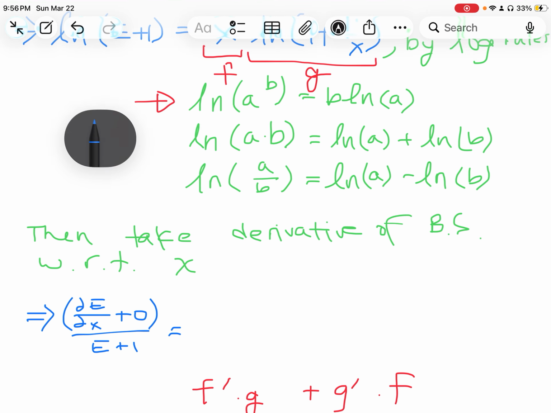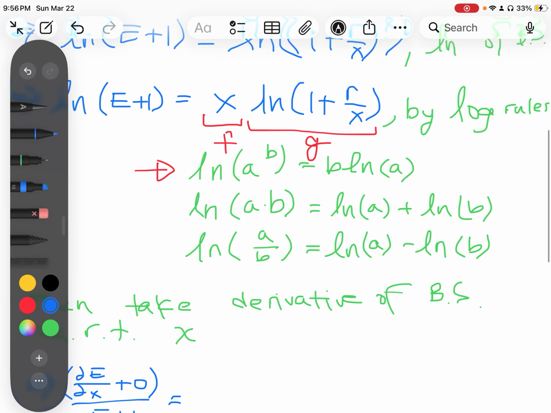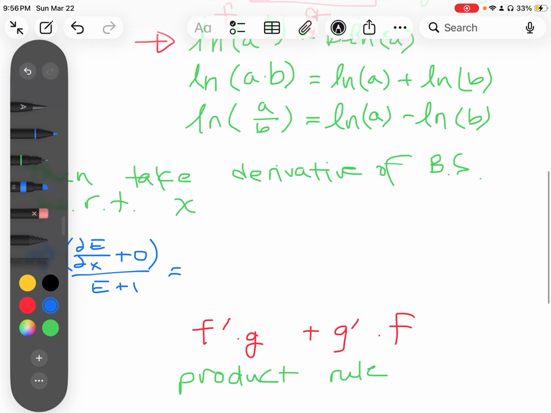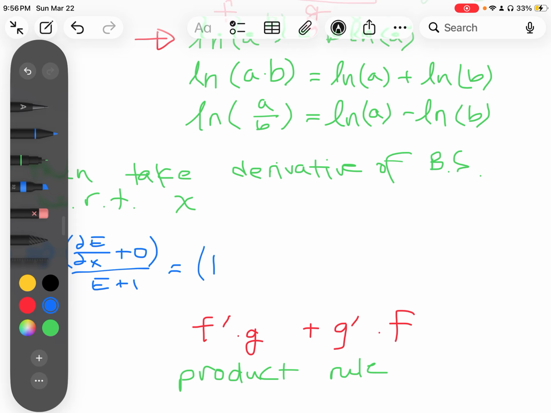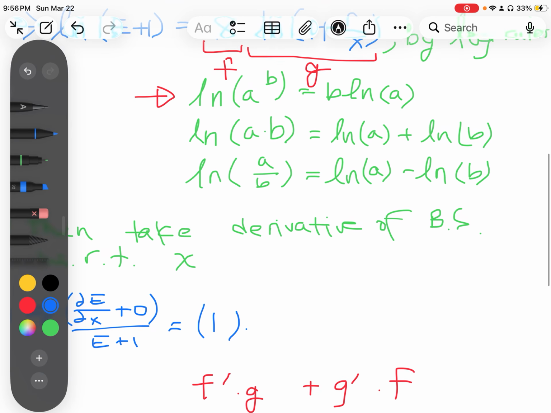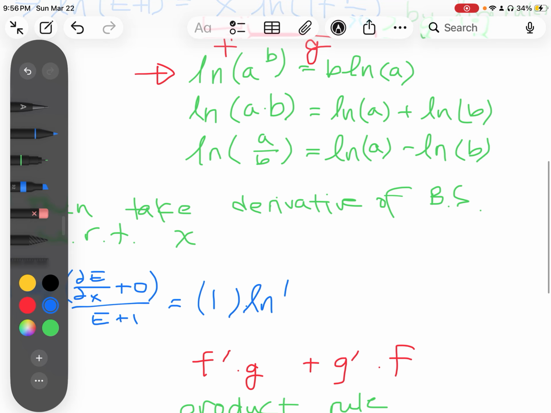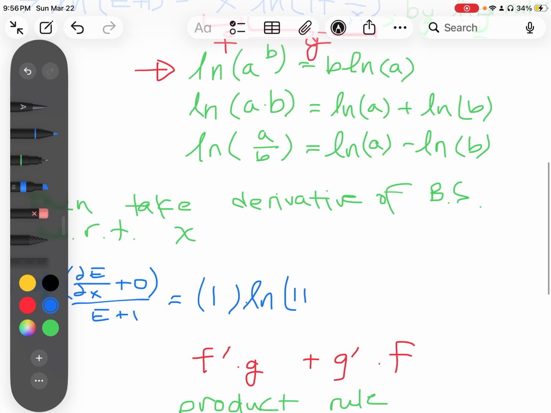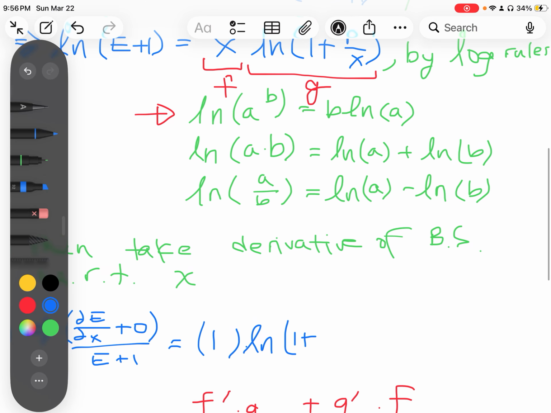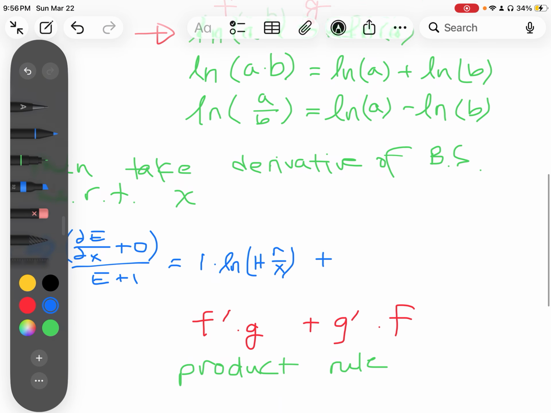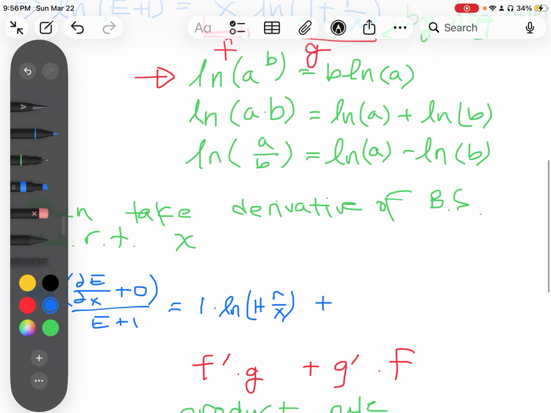And so let's fill it out. What's the derivative of the first one? X. So that one is just 1, right? Times g. So g is ln of 1 plus r over x. I'm going to write this a little bit smaller so that we have room. 1 times ln of 1 plus r over x plus g, derivative of the second one, times f.